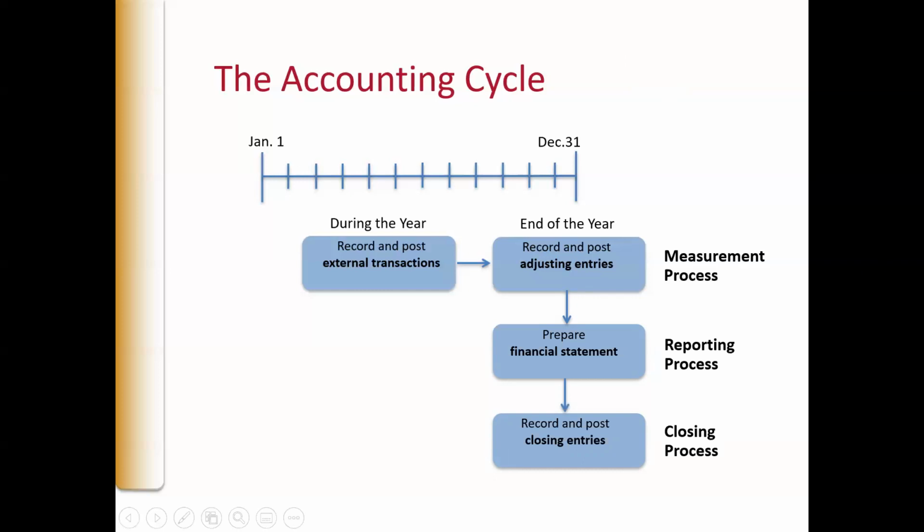Then, after we prepare the financial statements, we're going to zero out certain accounts so we can start again the next period. Now, guys, this prepare the financial statements and record and post-closing entries are going to happen next week. All we're focusing on this week is learning about these adjusting entries. Okay? Make sense?